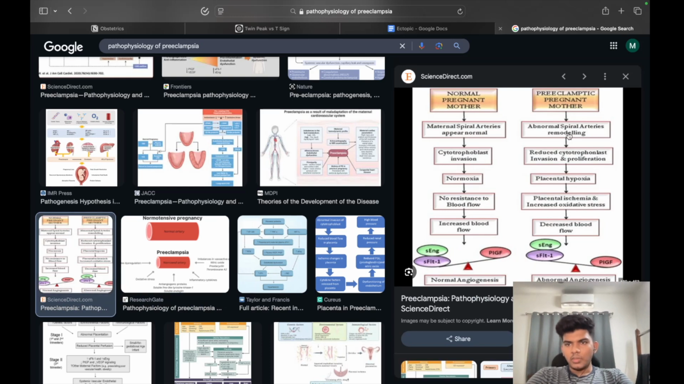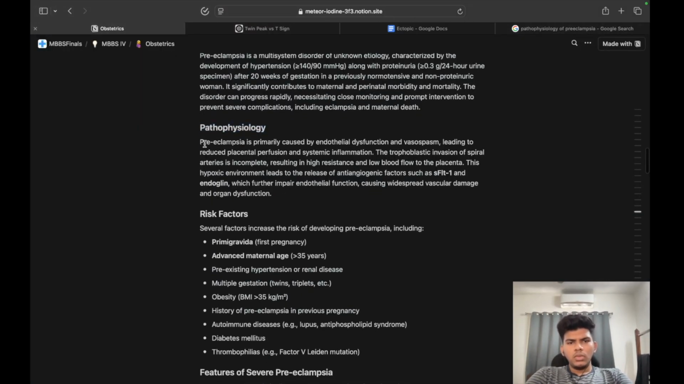Here we have abnormal spiral artery remodeling, reduced cytotrophoblast invasion and proliferation, placental hypoxia, placental ischemia and increased oxidative stress, decreased blood flow, and overall abnormal angiogenesis, like increased BP and all that. So coming back, it's caused by endothelial dysfunction and vasospasm, leading to reduced perfusion of the placenta and systemic inflammation.